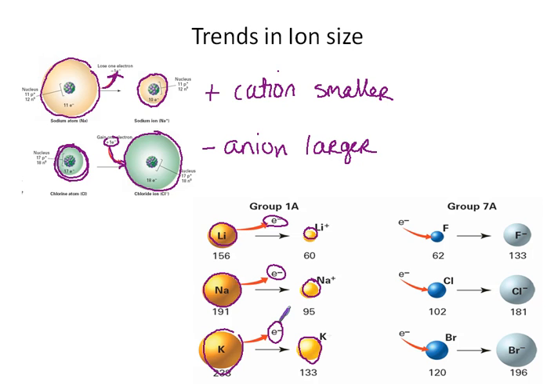And then we go over to group 7, and we look at fluorine. Here's the cute little fluorine atom. Here's the fluorine ion, okay? Chlorine atom gains an electron, and we get the chlorine ion. Bromine atom gains an electron, and we get the bromine ion, okay? So positives get smaller, and the negatives get larger, all right?